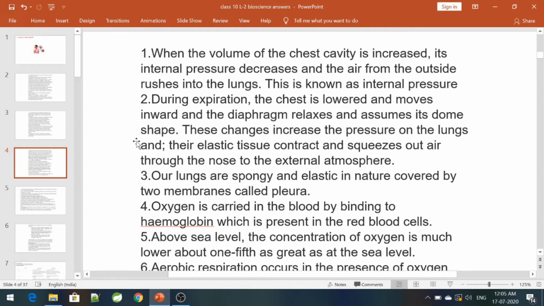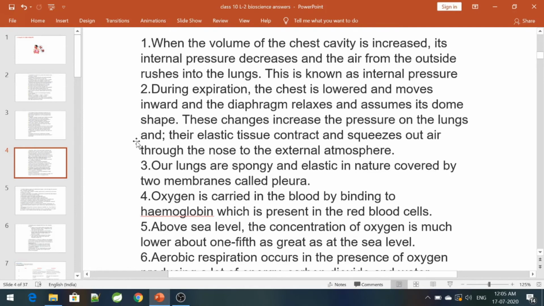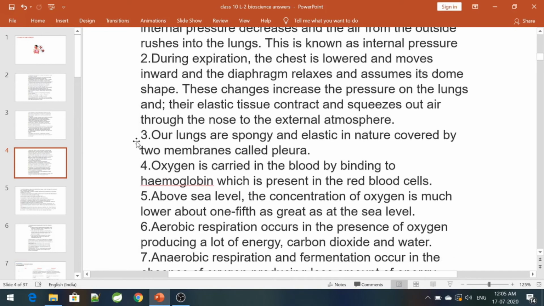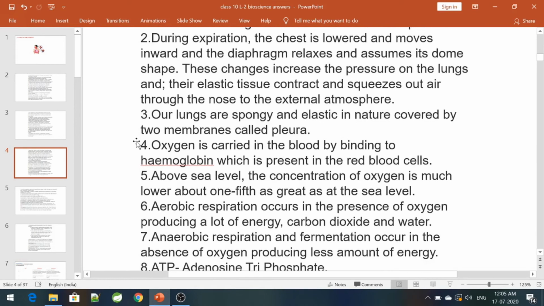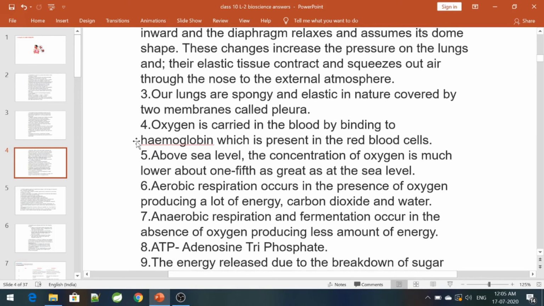Above sea level, the concentration of oxygen is much lower, about one-fifth as great as at sea level. Aerobic respiration occurs in the presence of oxygen, producing a lot of energy, along with carbon dioxide and water. Anaerobic respiration and fermentation occur in the absence of oxygen. Aerobic means utilizing oxygen and releasing what? Carbon dioxide and water. Anaerobic respiration and fermentation occur in the absence of oxygen, producing a smaller amount of energy.